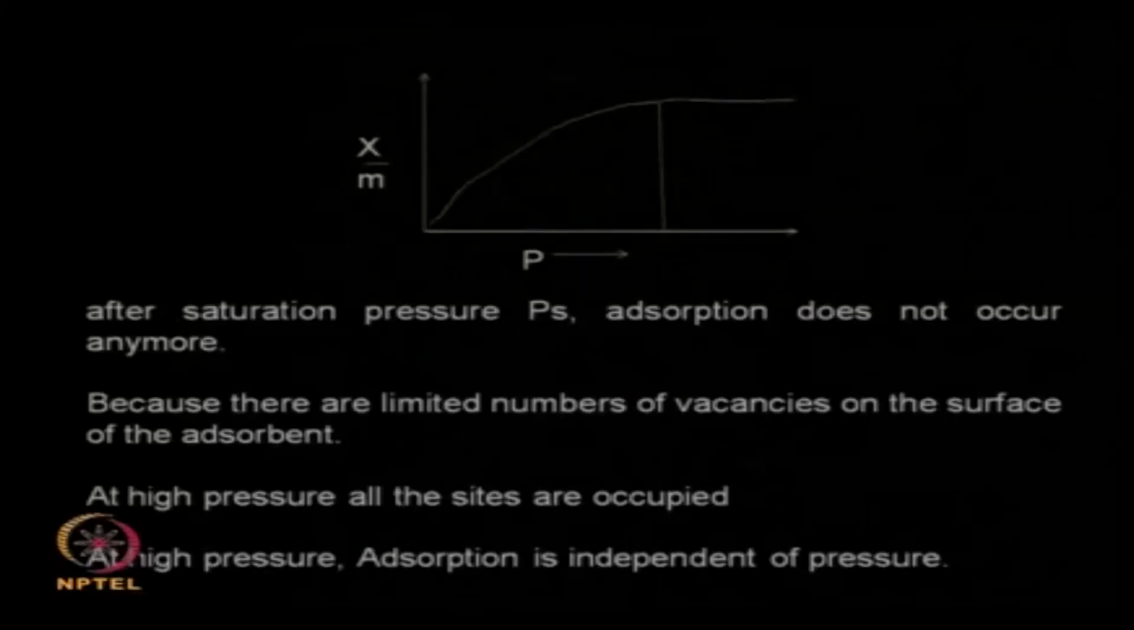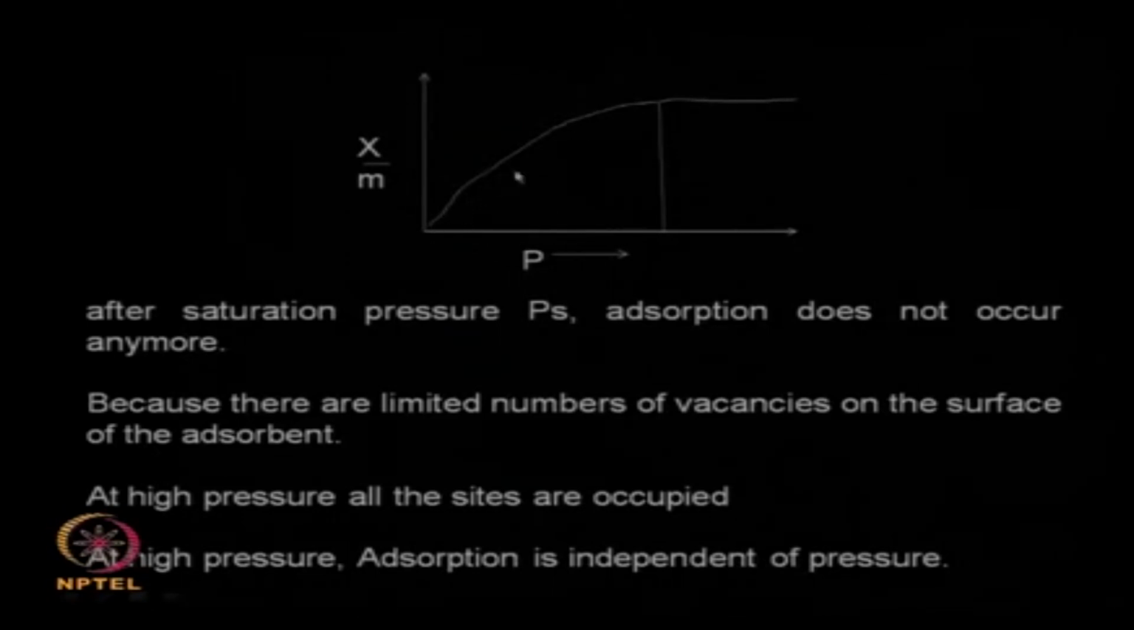Of course, the main assumption here is it is a monomolecular adsorption. That means you are not going to have another molecule of the species on top of the already existing monomolecular layer. So at high pressure all the sites are occupied, that is why at very high pressure the adsorption process is independent of the pressure. So at very high pressure it is a zero order reaction, whereas at low pressure it is almost like a first order reaction, but then it varies.